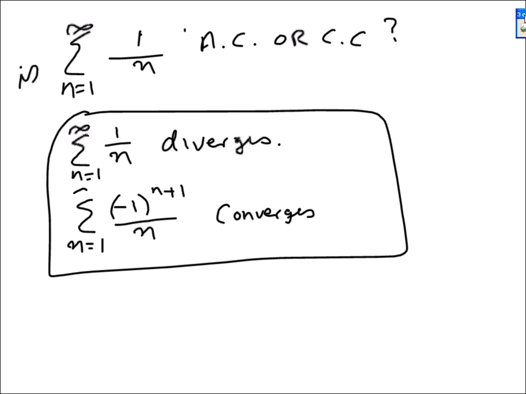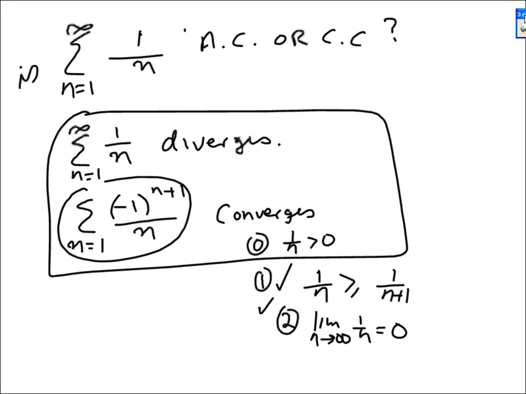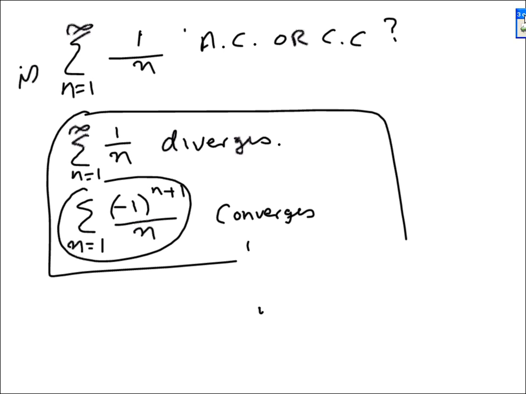Remember, to show that an alternating series converges, ignore the alternating part and just look at the a sub n, in this case 1 over n. The next term will be 1 over n plus 1. The earlier term has to be greater than or equal to the next term, and that's true. Condition zero is that all the a sub n's are positive, and that's true. And the next one is that the limit as n goes to infinity of 1 over n must be 0, and since it is 0, it converges. That's the alternating series test for convergence. Since all the criteria have been met, we say it converges. Now, when is it conditionally convergent?